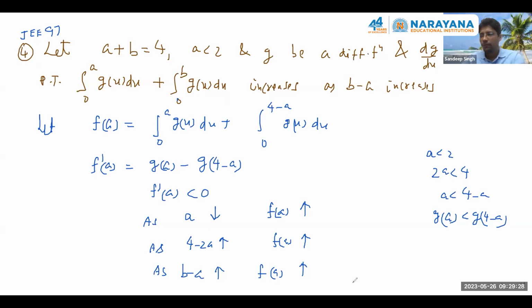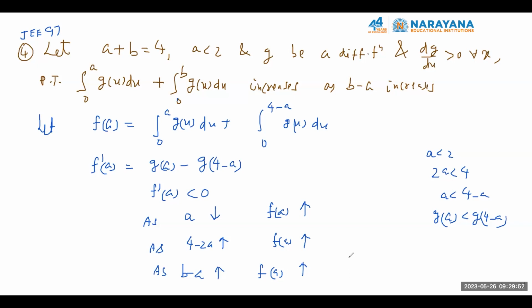Clear to all? Can we not take integral g of x as a function f of x? So we can take integral g of x as another function f of x. So we can write f of a minus f of 0 plus f of b minus f of 0 as some function.